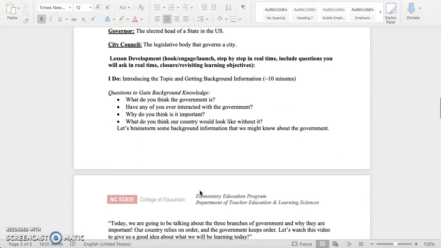So the first thing that we would have done is to gain the background knowledge of our students. Now, gaining background knowledge before a lesson is really important because it can really shape how effective your lesson is for students. So we would have asked students how they've interacted with the government, what they know about the government, and if they have any experiences or knowledge about the government. This would be really good to get our students initially engaged, but also for us as teachers to learn about what our students already know and about their experiences.